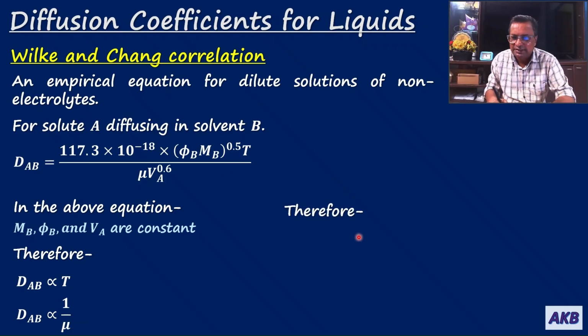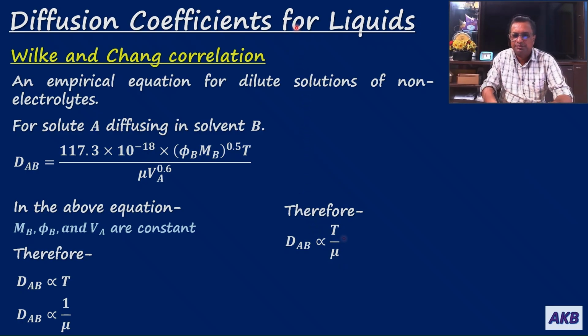So you can write DAB is directly proportional to T and inversely proportional to mu, or DAB is directly proportional to T upon mu. So this relationship will be useful in estimating diffusion coefficients at different temperatures. For example, if the diffusion coefficient at one temperature, and hence with one viscosity, is known to you, then you can use this relationship for getting the diffusion coefficient at some other temperature. So as per this equation, DAB is directly proportional to T and inversely proportional to viscosity.